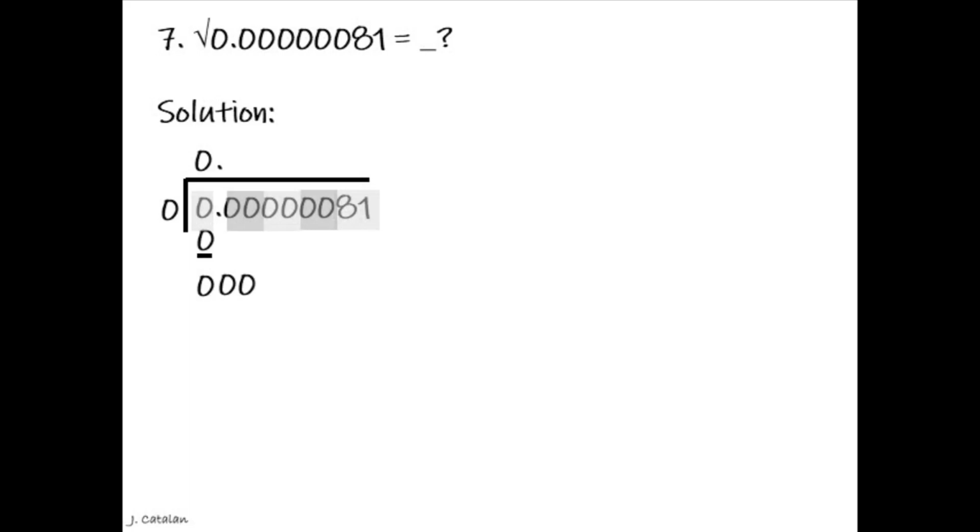Bring down 0. 0 divided by 0, the quotient is 0. 0 multiplied by 0, the product is 0. 0 subtracted by 0, the difference is 0.